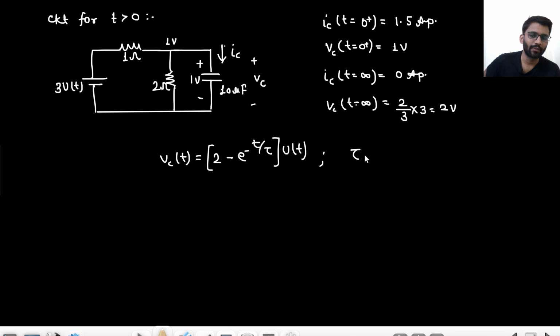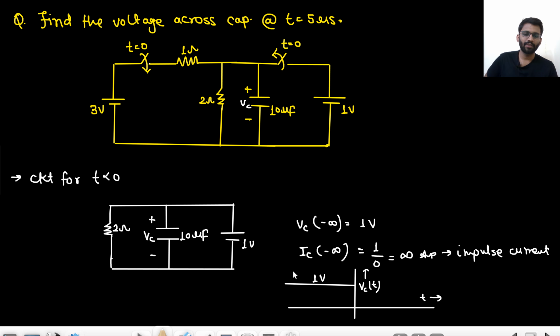And what is the value of tau? In this question, what was the value of the time constant? What will be C effective here? I want to know what will be C effective.